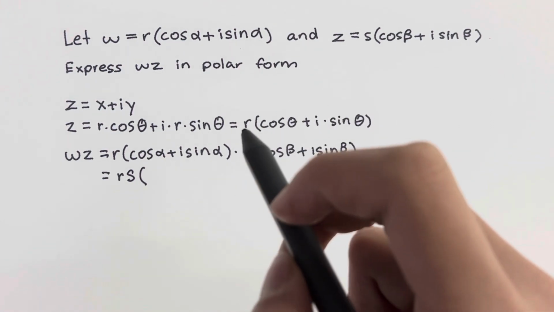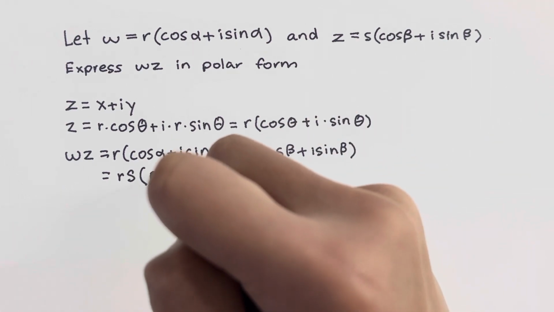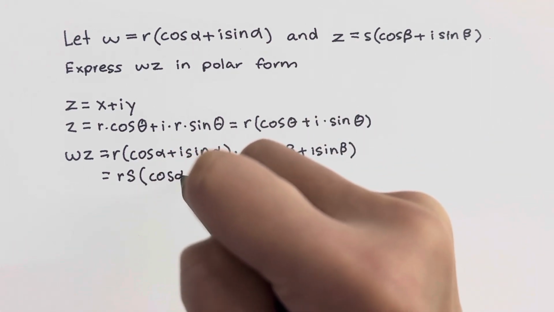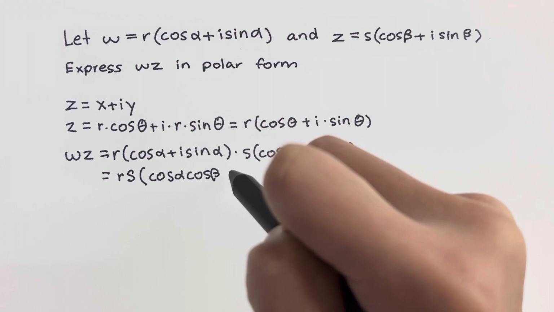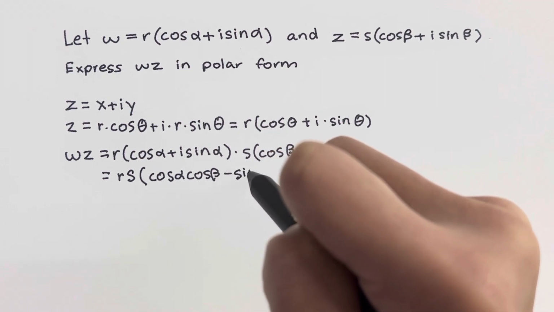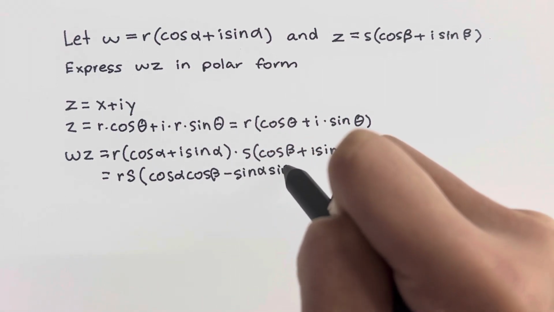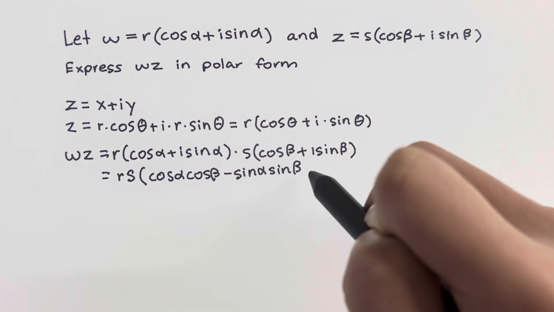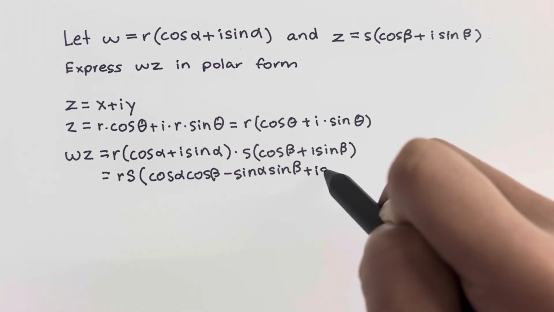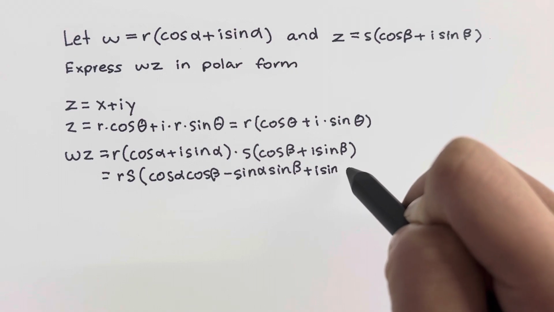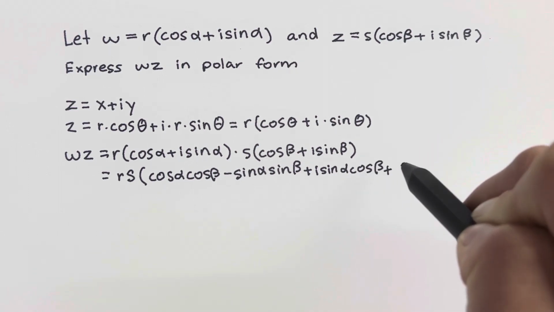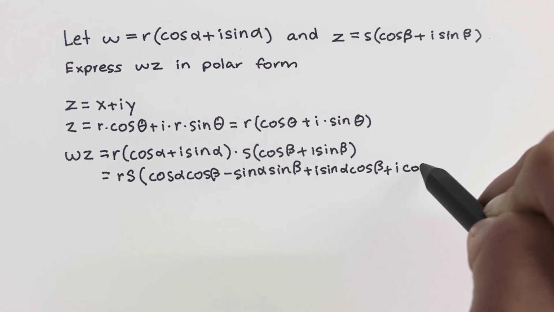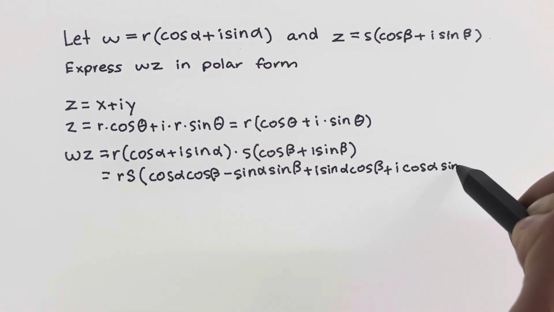Expanding the parentheses will give us cosine alpha times cosine beta minus sine alpha times sine beta, plus i times sine alpha cosine beta, plus i times cosine alpha sine beta.